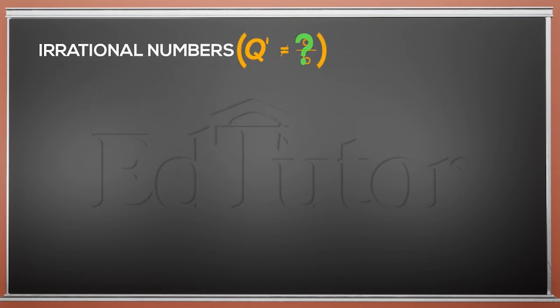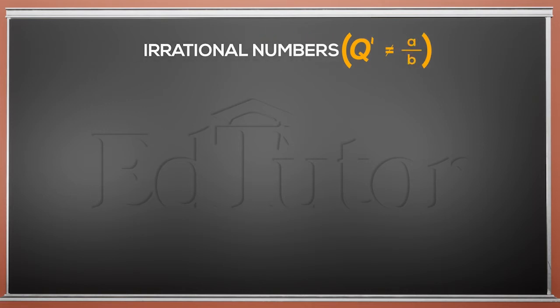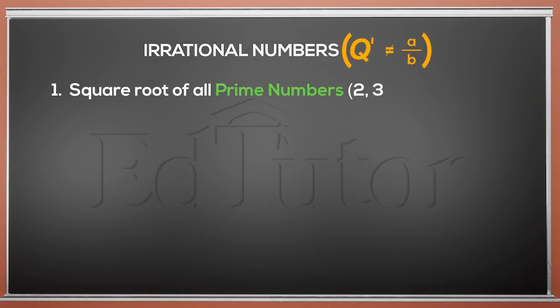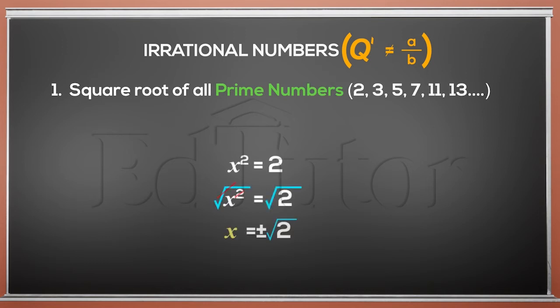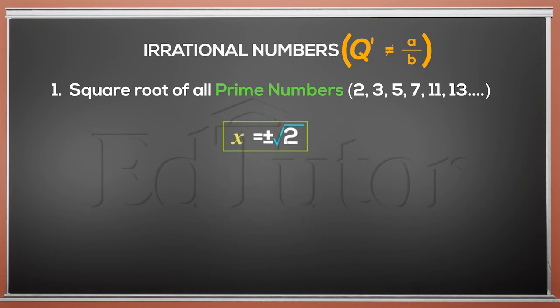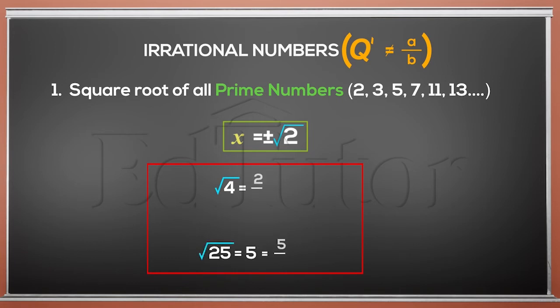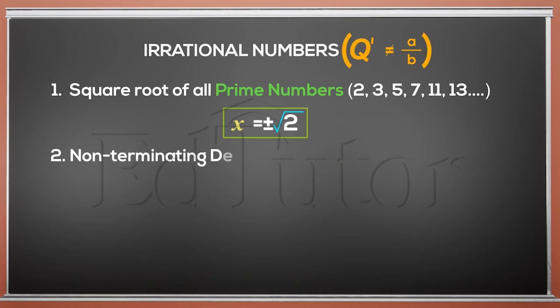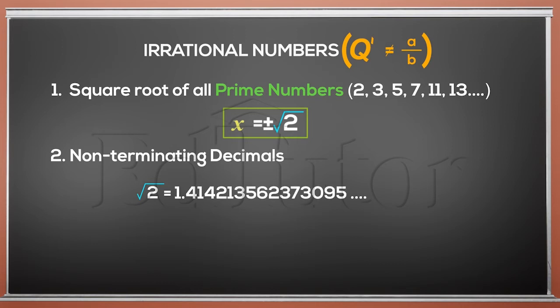You must be wondering what kind of numbers these are. At first, they are the square roots of all prime numbers or imperfect squares, like the value of x for this equation. If it had been the perfect squares, like 4 or 25, only then it could take the form a upon b. Secondly, non-terminating decimals are irrational. Like if you consider computing the same radical, you will find that it never ends, which again means that converting it into a fraction is impossible.